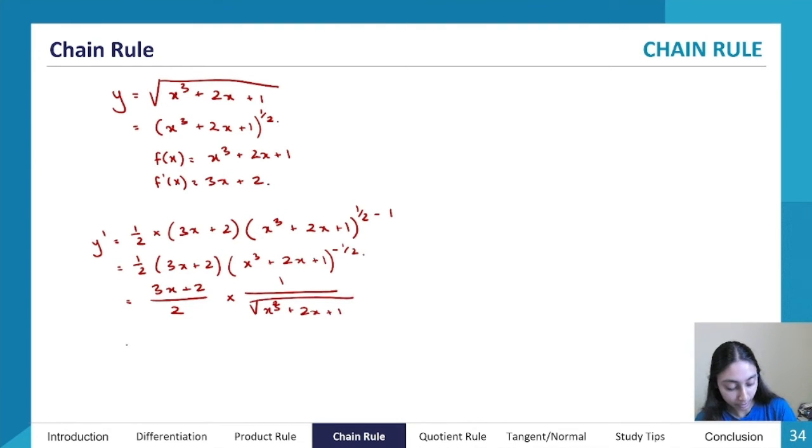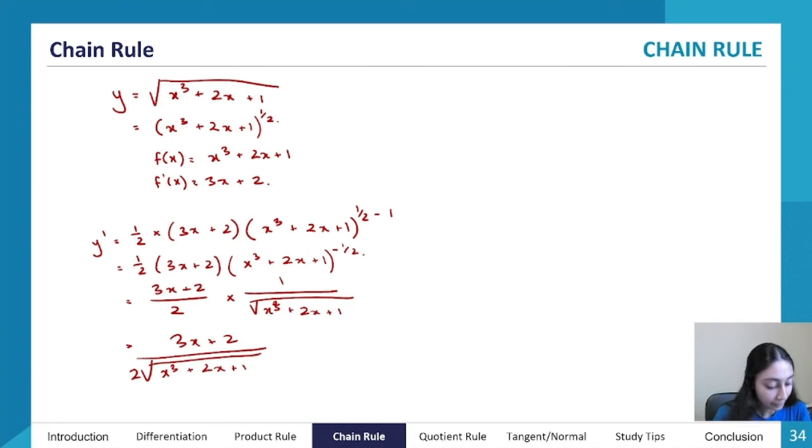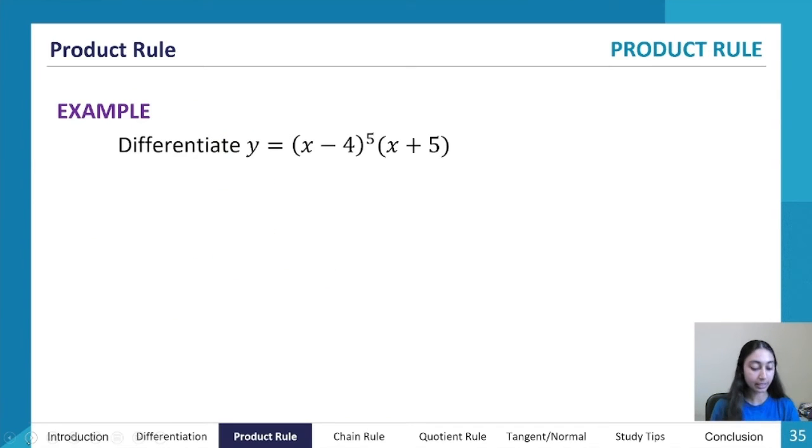Okay, so my final answer will be 3x plus 2 on 2 root x cubed plus 2x plus 1. And that's my final answer, okay? Now I have another question for you guys, and that is to differentiate y is equal to x minus 4 to the power of 5 times x minus 5, okay?